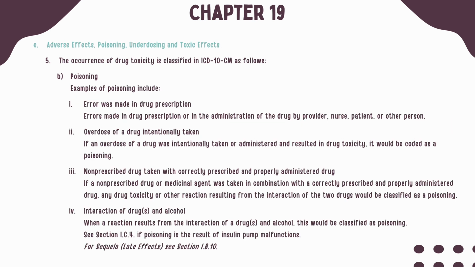Some examples of poisoning can include the following: any errors made in prescribing or administering a drug, overdosing of a drug that was intentional, non-prescribed drugs taken in combination with a correctly prescribed and properly administered drug, or a reaction that results from the interaction of a drug and alcohol.